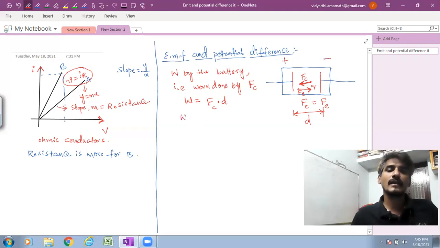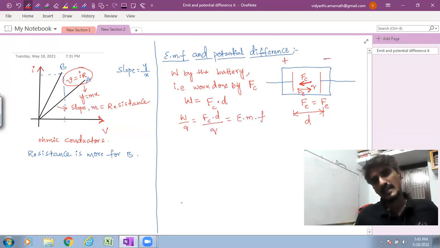Therefore, work done per unit charge is written as potential. Yes or no? Work done per unit charge is called potential difference. Okay, and which work done is it? It is the work done by chemical force. So work done by chemical force per unit charge is called electromotive force.